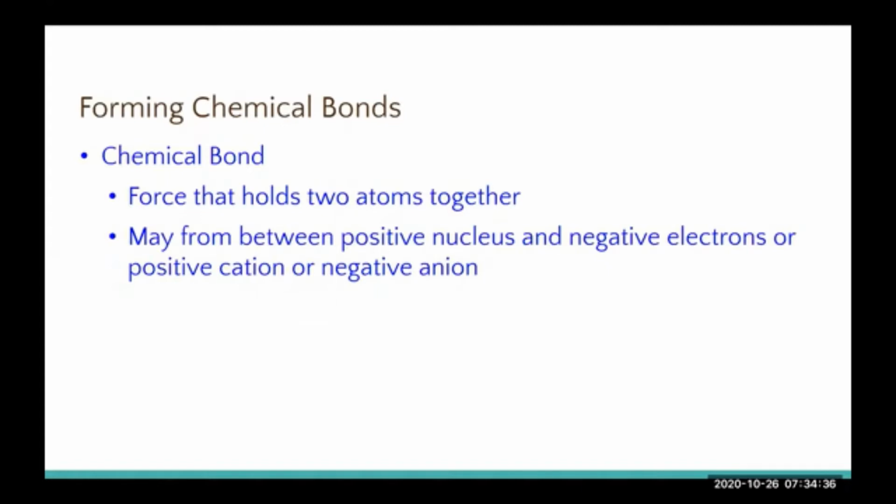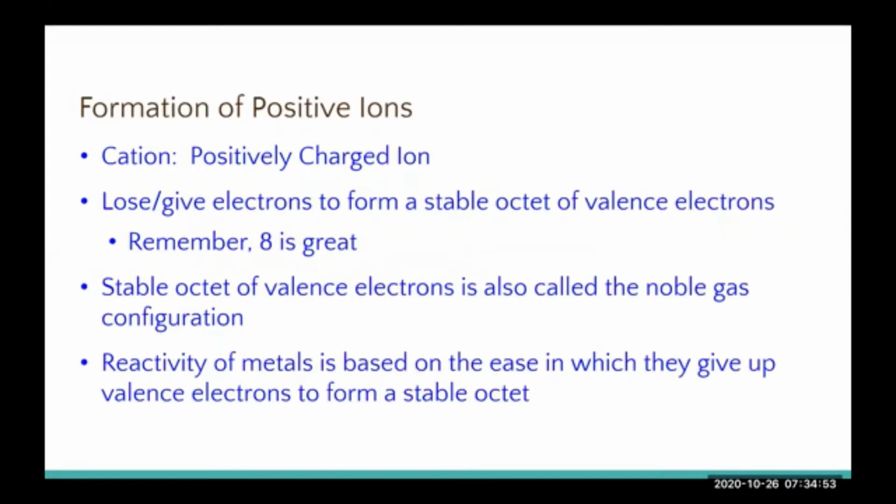It may be between the positive nucleus and negative electrons, or a positive cation and a negative anion. That is one type of chemical bond called an ionic bond. When you're sharing electrons, that is called a covalent bond, and when it's two metals, it's called a metallic bond.